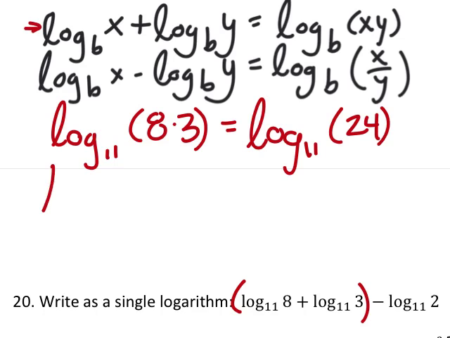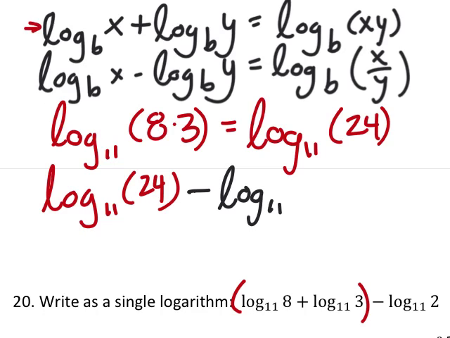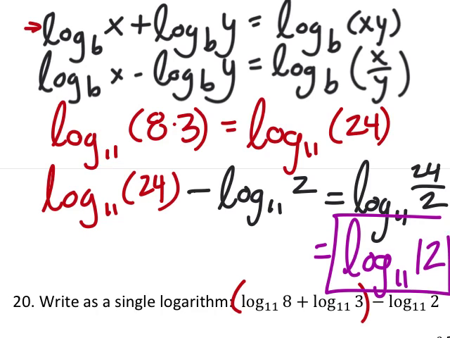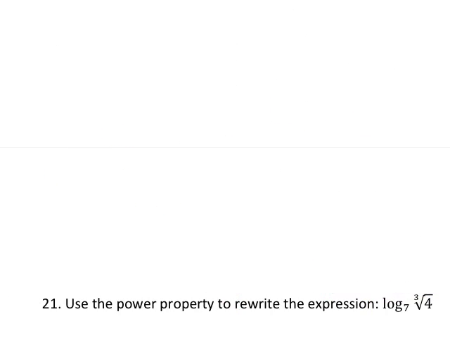Now what we have is log base 11 of 24 minus log base 11 of 2. This is going to allow us to divide those, so we have log base 11 of 24 over 2, which would then give us log base 11 of 12, and that's it.